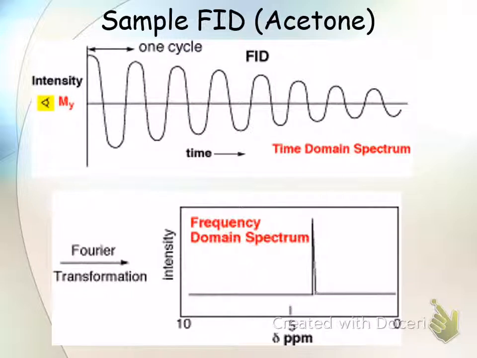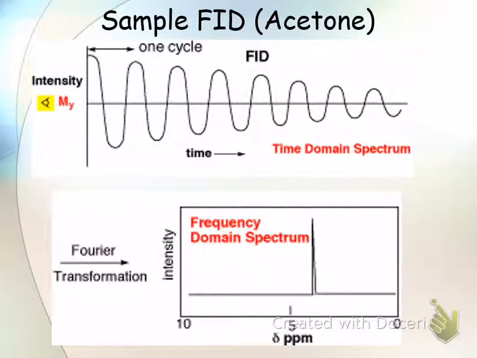This is the FID for acetone. Just thought it would be interesting to look at this. Here's your intensity plot. Here's time. You notice how this is a very regular period on acetone. That is, the length of the ups and downs is the same. It's decaying because it's resonating and emitting electromagnetic radiation, so it's losing energy. As it loses energy, it gets smaller, but the frequency is the same.